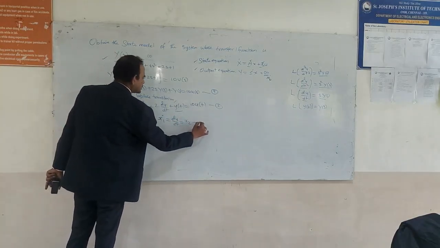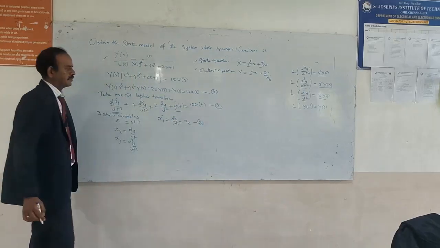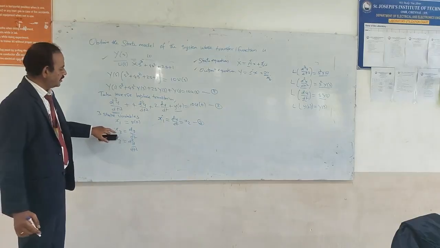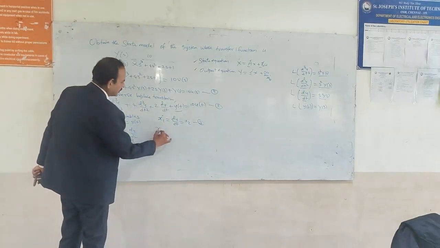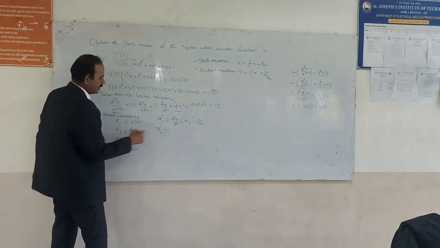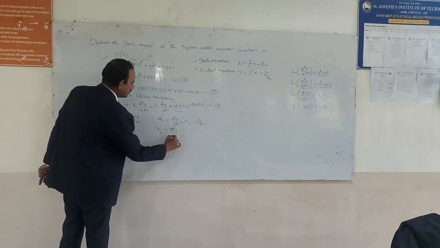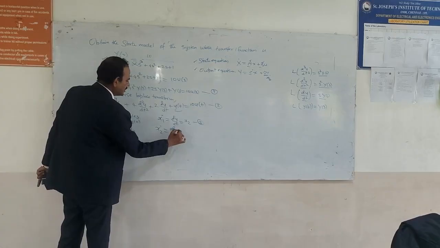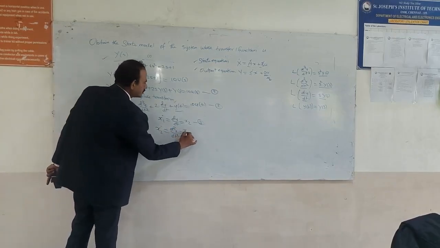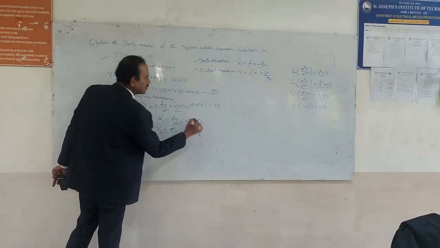This makes equation 3. Similarly, take the derivative for x2 dot. x2 dot is nothing but d square y by dt square, the derivative of dy by dt, which is nothing but x3. So this is x3.